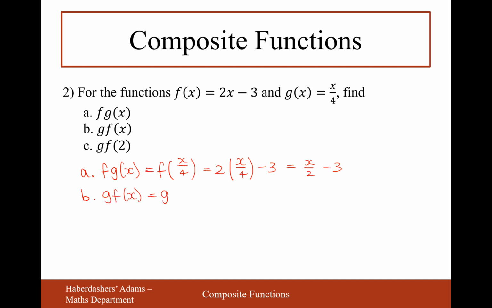Moving on to part B, gf of x. I'll leave the g alone at the front and I'll write out the f function, which is 2x minus 3. Then I'll put this piece of algebra into the g function. So where x is in the g function, I'll write this thing here. So it's going to be 2x minus 3, all divided by 4. And for part C, gf of 2, I'm going to use part B as my template, and I'm just going to replace x with the number 2. So it's going to be 4 minus 3 divided by 4, which will make it a quarter, or 0.25.